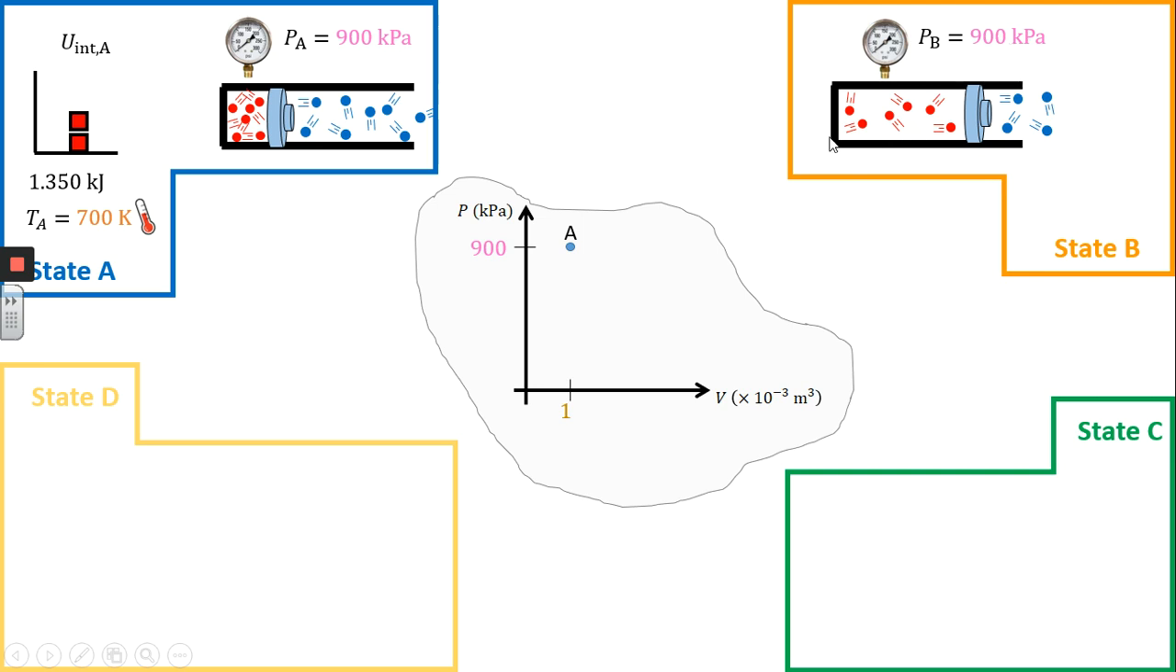Let's look at state B now. The piston pushes forward. That's our power stroke. So the volume is now larger, but we're still at that high 900 kilopascal pressure. So we're at that 3 liter volume, but at the 900 kilopascal pressure.